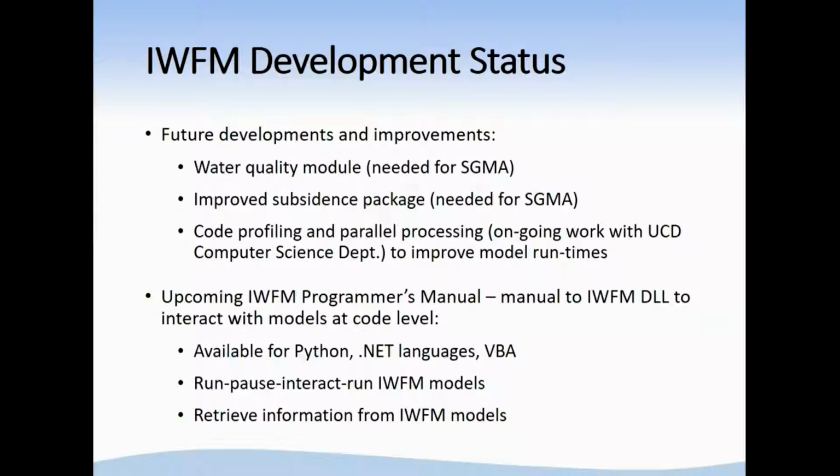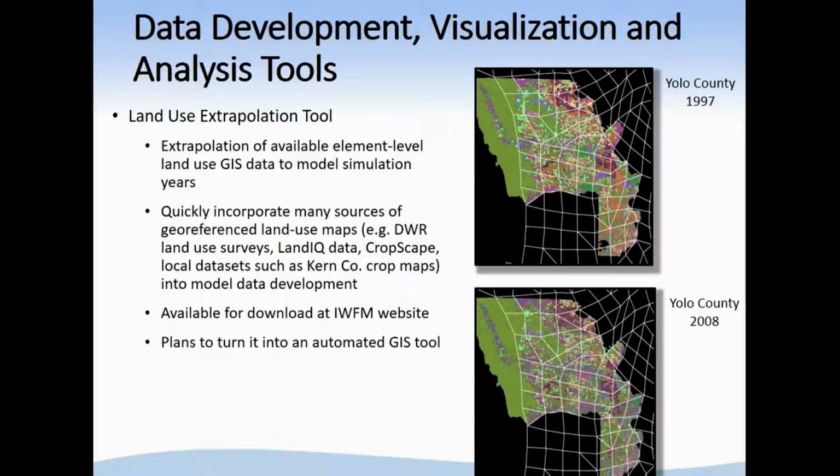There are people who are interested in getting the information for hydraulic conductivity, whatnot, for their graphical user interfaces, interaction with swap, statewide allocation program. So there's an interest in interacting with C2VSim or in general IWFM at the code level. So the manual is coming up, hopefully soon, within the next few months. And for those of you who are interested in, again, interacting with the models at code level, that should be helpful to you. In terms of data development, visualization, and analysis tools, we have the land use extrapolation tool.